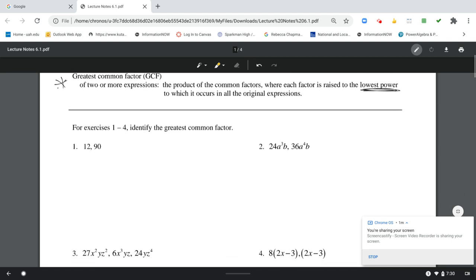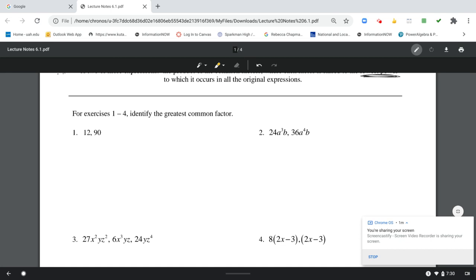So in the first example, we have nothing but numbers. So what we're going to do is list all the prime factors of 12. That would be 2 times 2 times 3. Now, if you remember a factor tree, I said 2 times 6, and then I broke 6 down further. 2 and 3, they're all prime numbers. You can't break them up any further like you can 6. So that's where those 3 numbers come from.